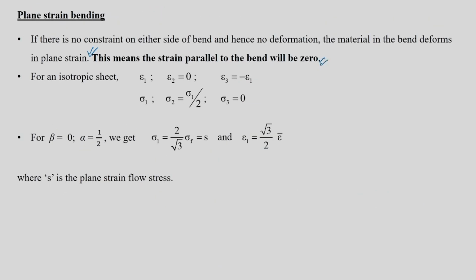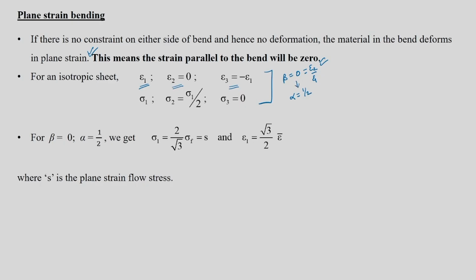So, for an isotropic sheet, that is what we are discussing until now, we can take epsilon 1 as available, epsilon 2 as 0, but epsilon 3 would be equal to minus epsilon 1, because epsilon 1 plus 2 plus 3 would be equal to 0. So, this also means that your beta is going to be equal to 0, because it is plane strain bending, no? Epsilon 2 is 0. Beta is nothing but epsilon 2 divided by epsilon 1, and epsilon 2 is 0. So, beta is going to be equal to 0 for plane strain bending. Okay. So, if beta is 0, alpha is going to be equal to 1 by 2, which we already derived using Levy-Mises flow rule. The relationship between beta and alpha we have already seen.